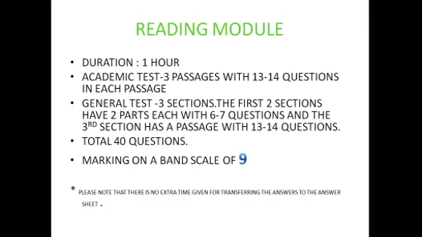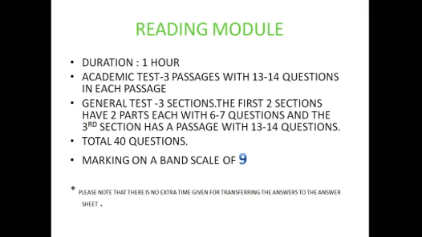The reading test duration is going to be 1 hour, and this test is different for both the categories, the academic test category and the general test category. For the academic test category, during the 1 hour you're required to do 3 passages, and each passage will have 13 to 14 questions each, and this comes to a total of 40 questions that you're required to answer, and the marking is going to be on a band scale of 9.